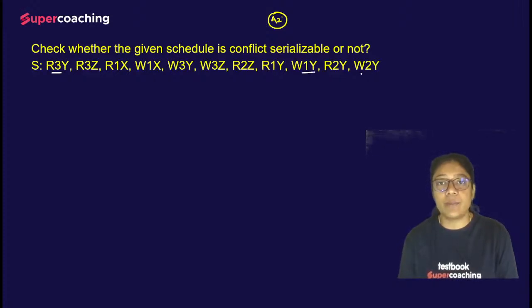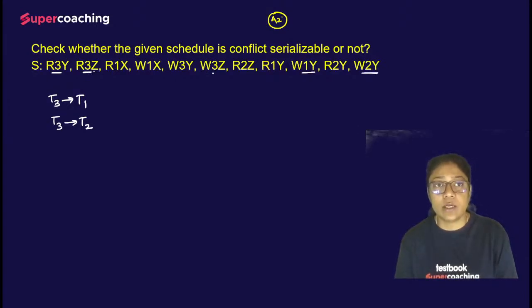So the first conflict pair you have is a write operation. So it's T3 to T1 and T3 to T2. Next, read operation on data item Z, check for the write operation. The write operation is performed by the same transaction, so we will not consider this. Read or write operation on data item Z is not available.